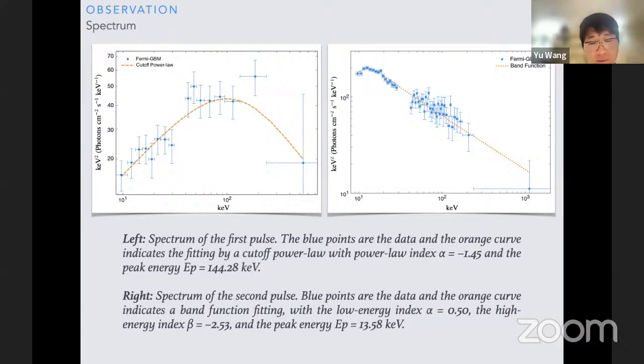And the total energy in this second pulse is 2.5 times 10 to the 50 erg. And the average luminosity is about 2 times 10 to the 49 erg per second. So we can see the second pulse is more energetic.